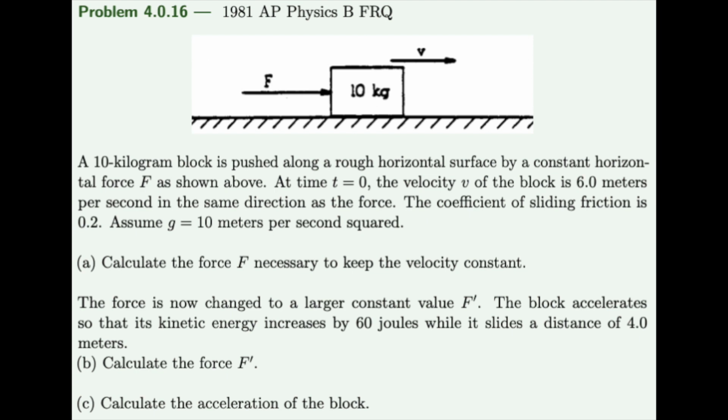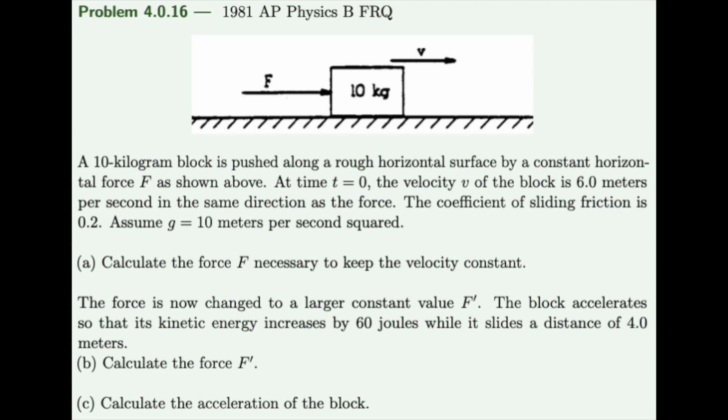Basically in this problem, there's a 10 kilogram block that is pushed along a rough horizontal surface by a constant horizontal force F as shown above. At time t equals 0, the velocity v of the block is 6 meters per second in the same direction as the force. We're given that the coefficient of sliding friction is 0.2, and we can assume that g is 10 in this problem.